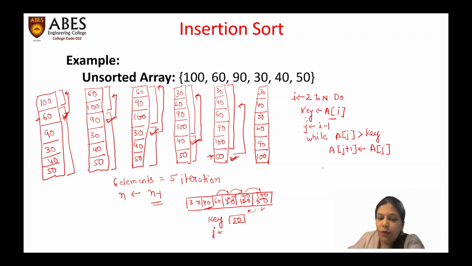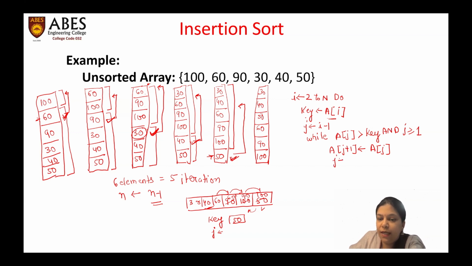But we have to consider one more thing here. Suppose, let us take this example in which we have taken 30 as the key value. We are not getting any value which is less than 30. But while decrementing the value of j, it has reached the lower bound of the array. So here we have to also check that the value of j should be greater than or equal to 1. Only till this time we have to place the value of a[j] into a[j+1].